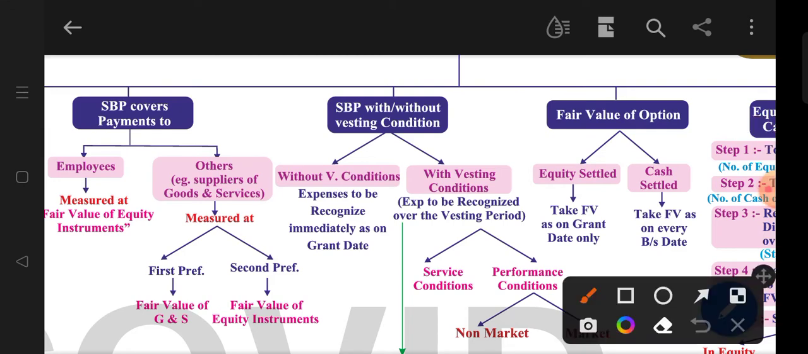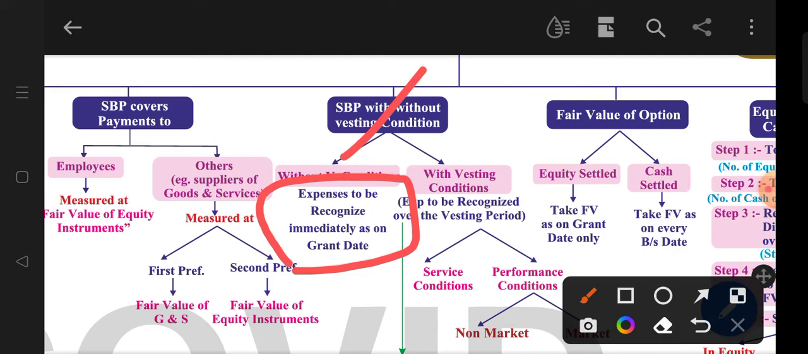இப்போ without vesting condition அப்ப எப்படி நம்ம ரெக்கார்ட் பண்ணணும்? Expenses to be recognized immediately as on the grant date. Okay, whatever means they will not provide at the fair value, they will provide at the value which is less than the fair value, that share based payments. Okay, so whatever means that a difference between the fair value and what is the exercise price, the difference amount has to be treated as an expense as on the grant date itself. Okay, as on the grant date itself they have to treat that one as an expense.